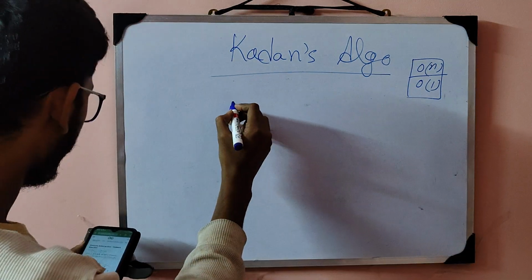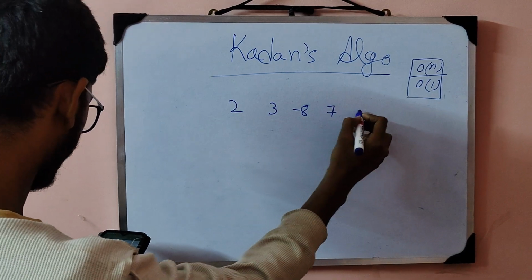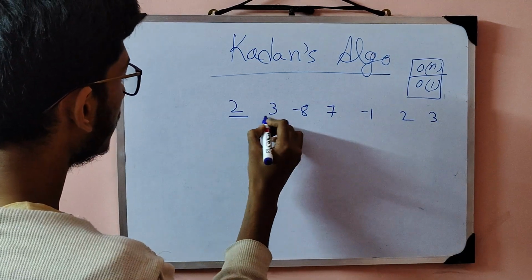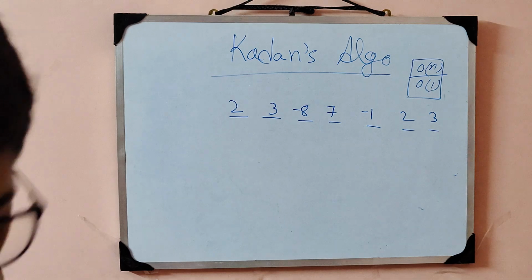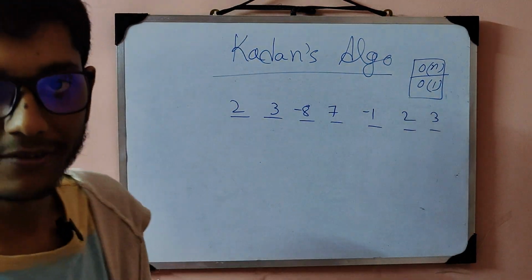Suppose we have been given an array 2, 3, minus 8, 7, minus 1, 2, 3. So this is my array. And what is my objective or what is my motive?